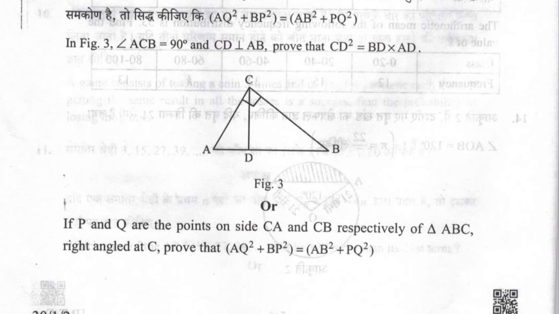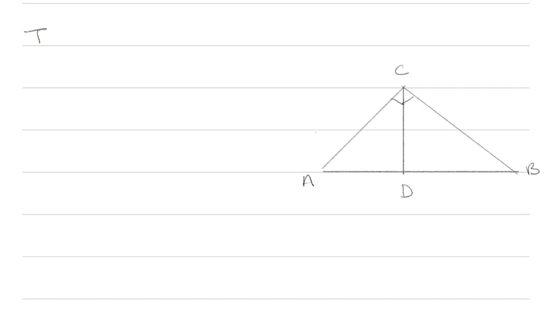Now question number 15, we are given a figure where angle ACB is equal to 90 degree and CD is perpendicular to AB, and we need to prove that CD square is equal to BD multiplied by AD. In this question we are given a right angled triangle ABC which is right angled at C, and we have CD perpendicular to AB. Now we need to prove CD square is equal to BD multiplied by AD.